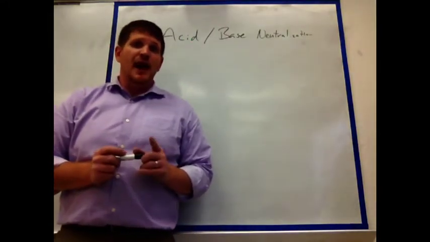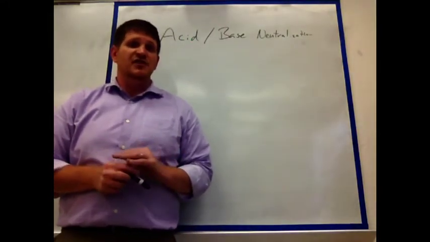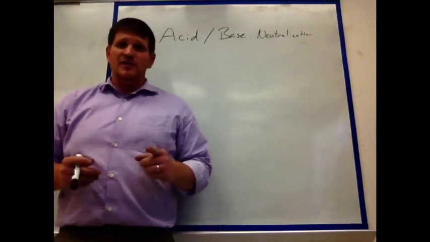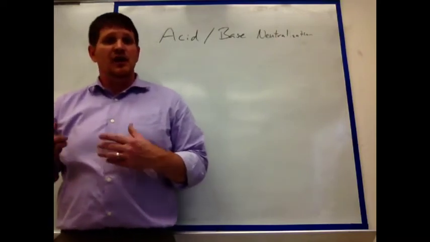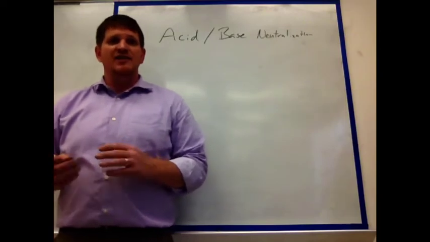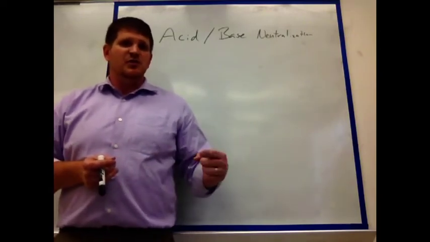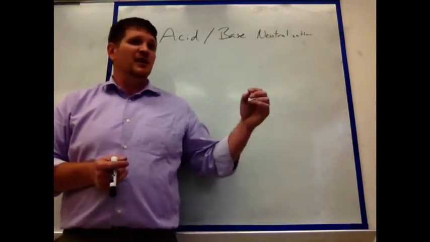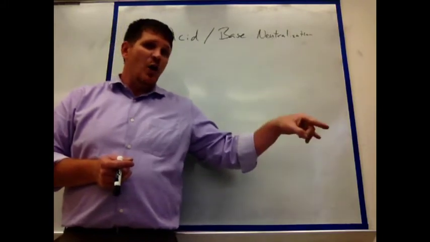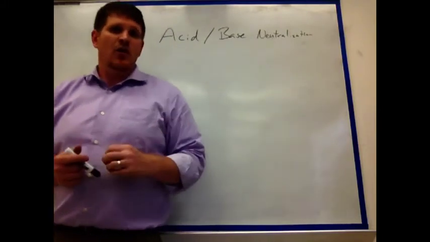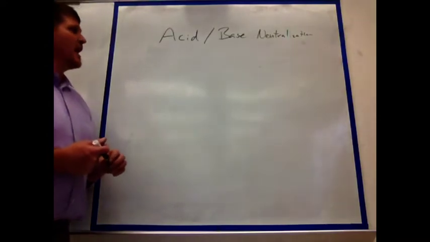Alright, we're going to end up with acid and base neutralization to finish our acid and base unit. So we're going to take an acid with an extremely low pH, high H concentration, and mix it with a base with an extremely high OH concentration or a low pH. We're going to put them together and see what happens.